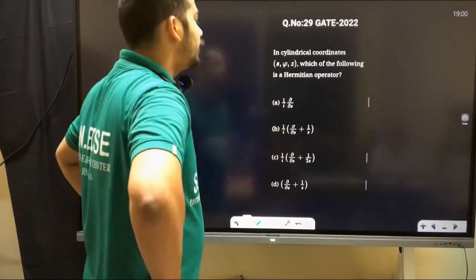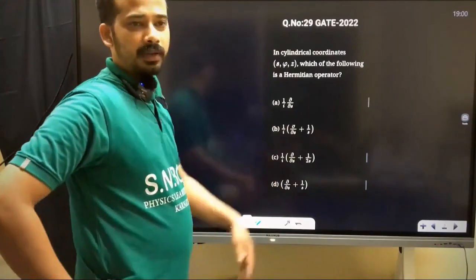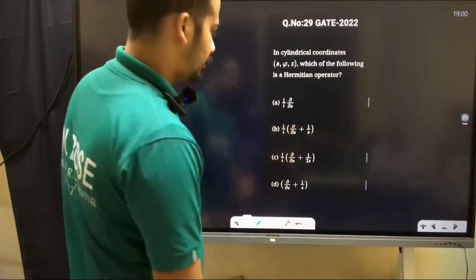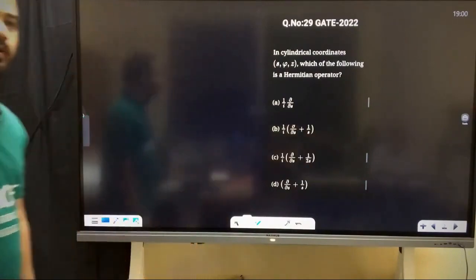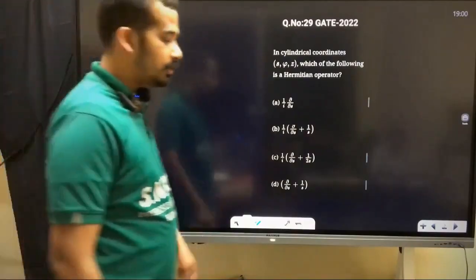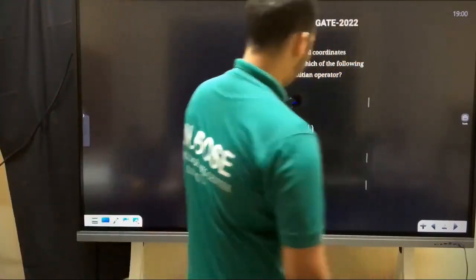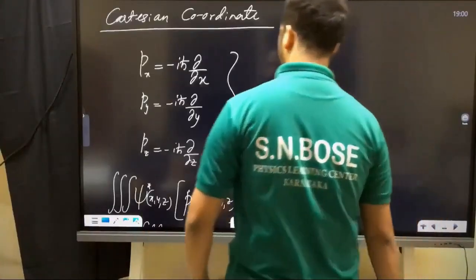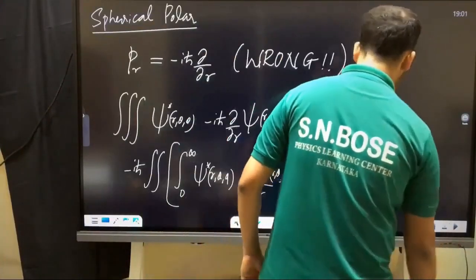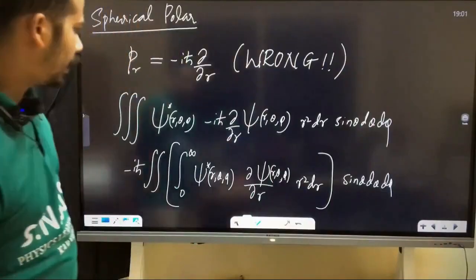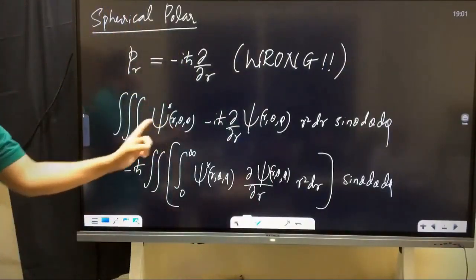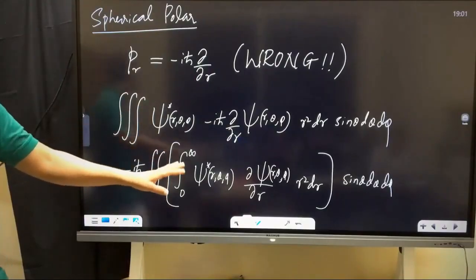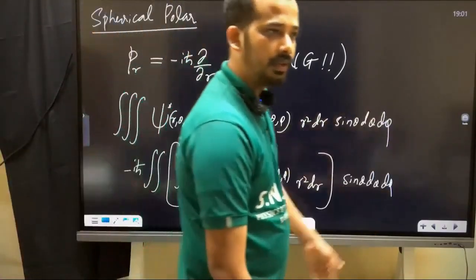Which of the following is a Hermitian operator? You leave ħ, i should be there. Rest of the thing you collect. This comes in that theory. Now how do we solve this one without getting into that theory of constructing a Hermitian operator? That we shall see. I hope in this integral only you can do something, but it's quite hard to predict that one.